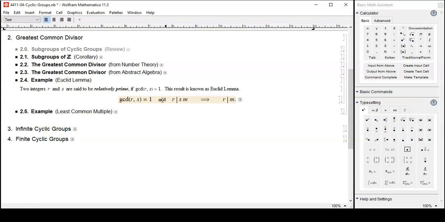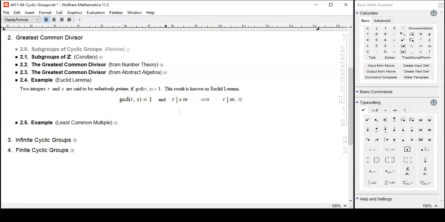Instead, we're going to use this GCD. That is, NR plus MS is 1 for some N and M. So the GCD is N0R plus M0S equal to 1. That's what we are going to do.